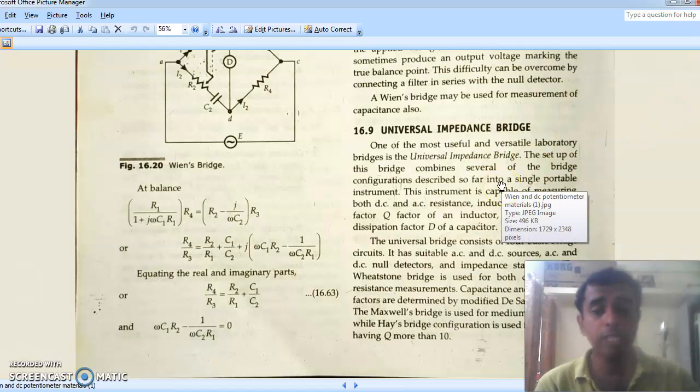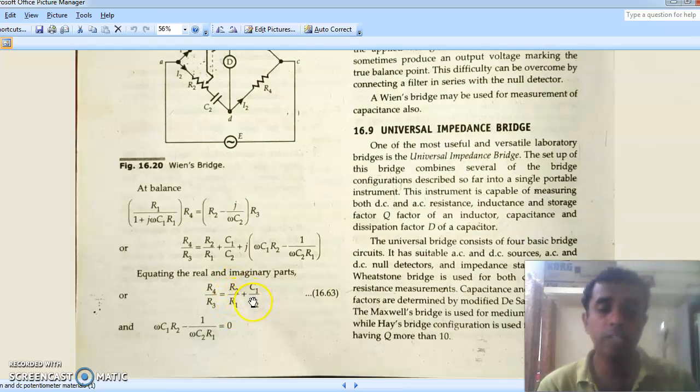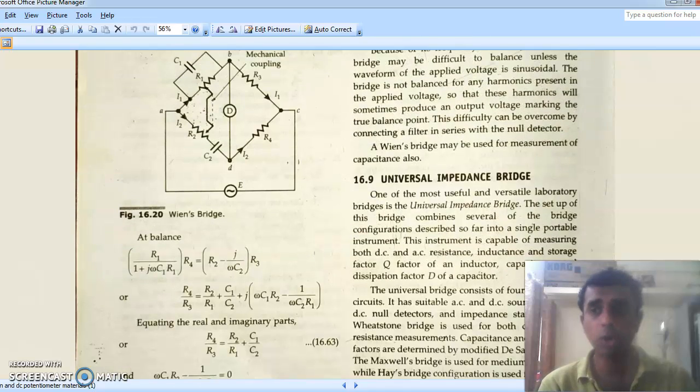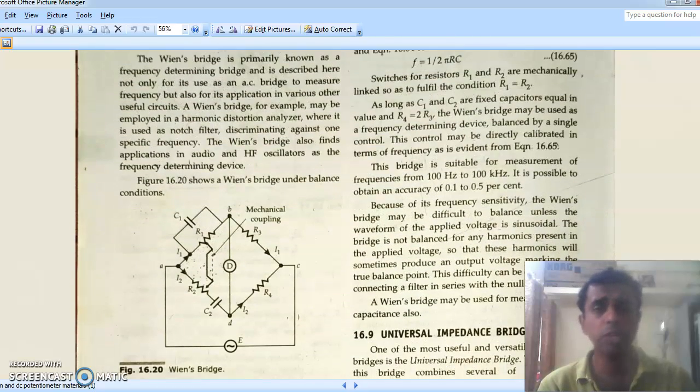So you have to select the values of R1 and R2 in such a way that they are equal, C1 and C2 in such a way that they are equal, and R4 is equal to 2 times R3. Under this condition, you can select a frequency. So you can determine frequency using a Wien bridge. So this is all about the Wien bridge, a very simple bridge.